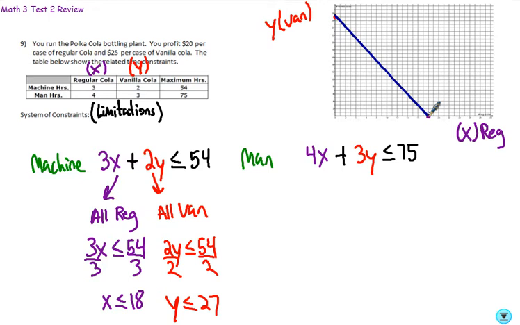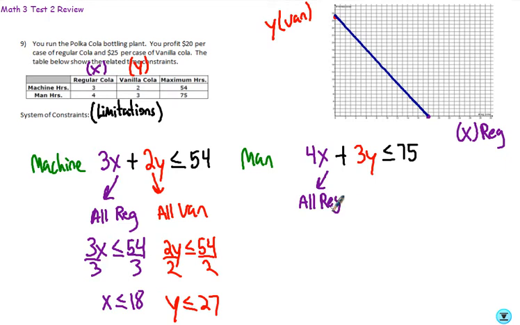So I've got to figure out how much I can make before I figure out what's going to make me the most money. Alright, but we can't just worry about machine hours because we also have man hours to worry about. So I might say, oh yeah, I'm going to run the machines to make 27 cases of Coke, but I may not have enough time to pay people to make 27 cases of Coke. So that's what I need to double check over here. Same thing, we're going to make an assumption. What if we did all regular?